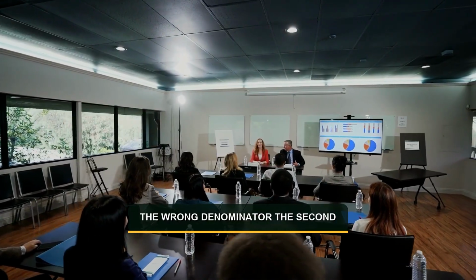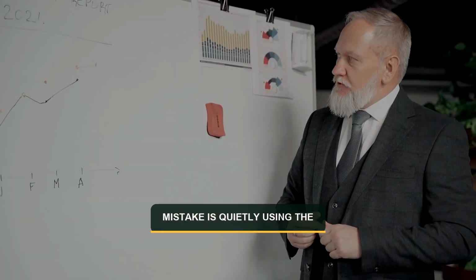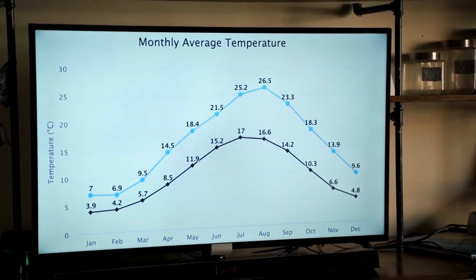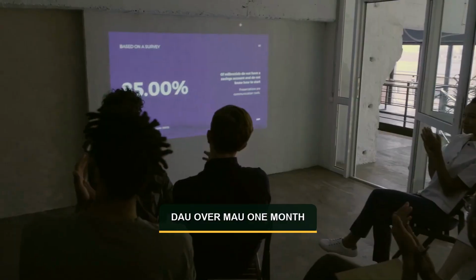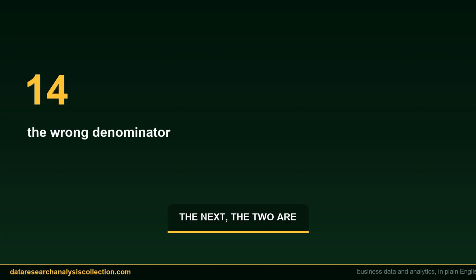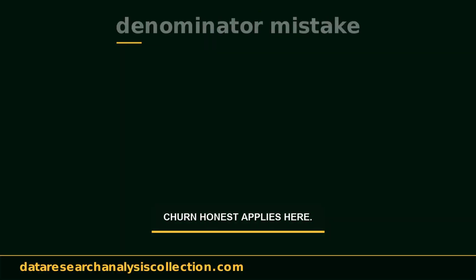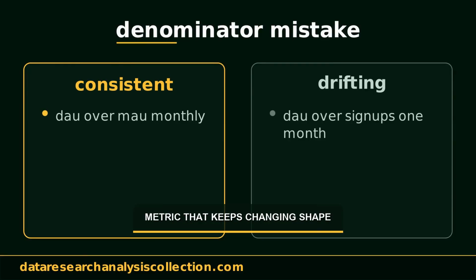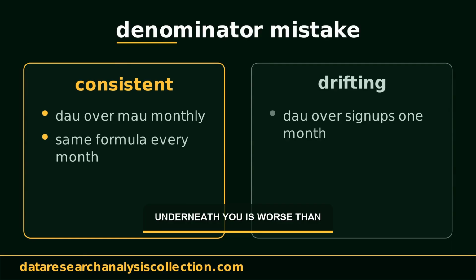The wrong denominator. The second mistake is quietly using the wrong denominator, and it wrecks your comparisons without you noticing. If you compute stickiness with DAU over MAU one month and DAU over total signups the next, the two are not comparable, and the change in the ratio might be pure definition drift rather than anything real. The same discipline that keeps churn honest applies here. Pick one definition of each number, write it down, and hold it steady, because a metric that keeps changing shape underneath you is worse than none.